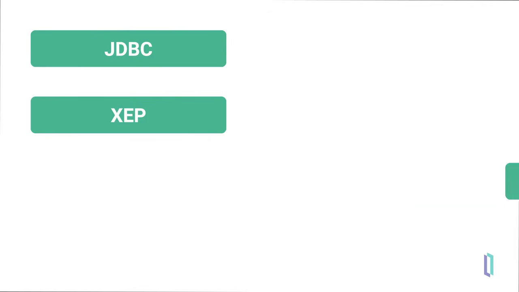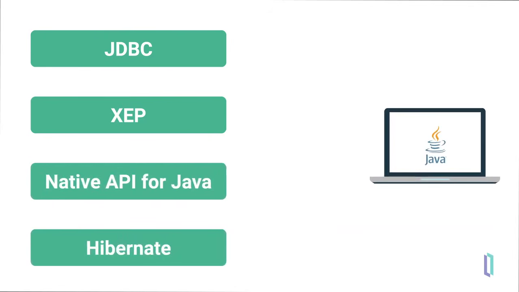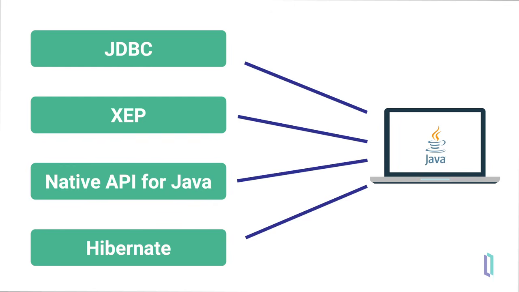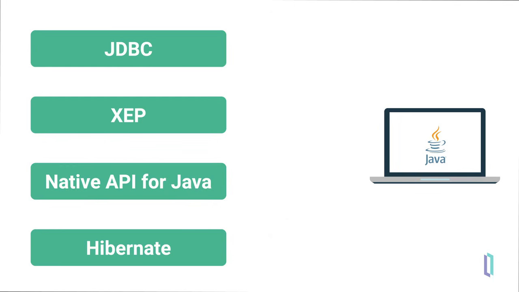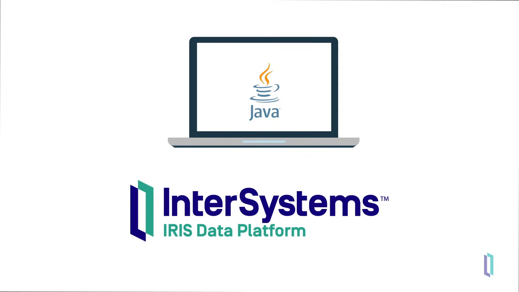Using JDBC, XEP, the native API, or Hibernate, your Java applications have a variety of different options for connecting to InterSystems IRIS. With the ability to leverage all 4 APIs from a single Java application, you are more empowered than ever to build important solutions with InterSystems IRIS.